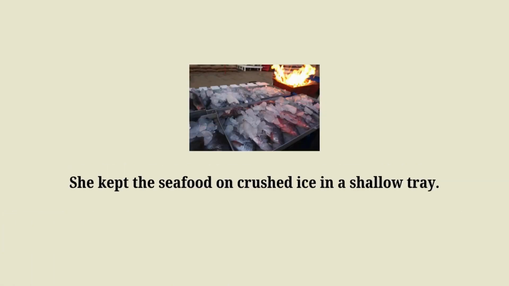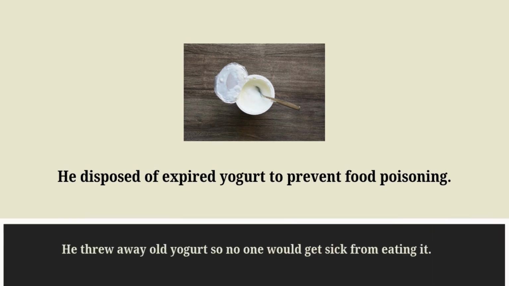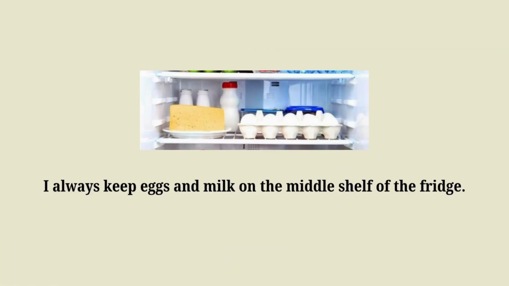She kept the seafood on crushed ice in a shallow tray. He disposed of expired yogurt to prevent food poisoning. In simple terms, he threw away old yogurt so no one would get sick from eating it. I always keep eggs and milk on the middle shelf of the fridge.